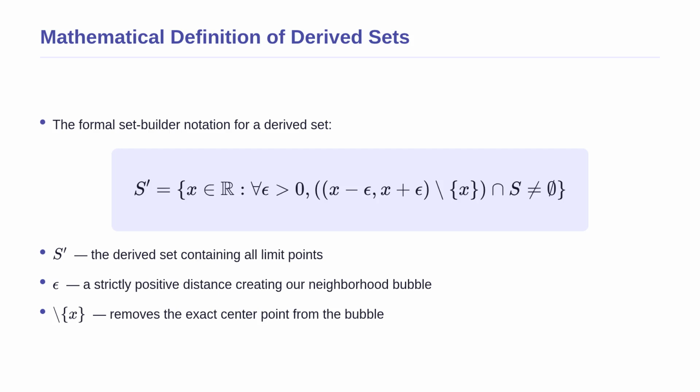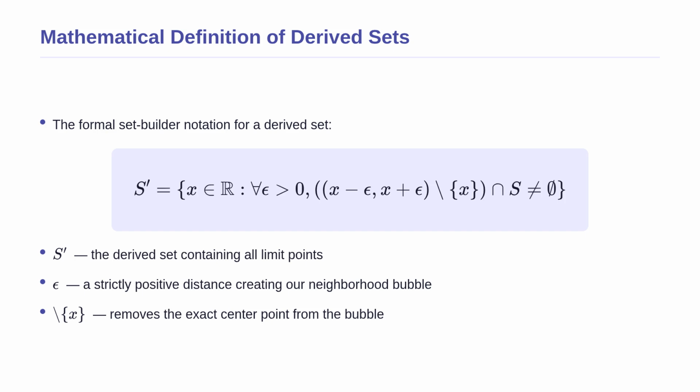Let us translate our bubble concept into strict mathematical notation. This formula might look intimidating, but it perfectly describes our crowded points. Conceptually, it tests every real number x to see if it qualifies as a limit point. The symbol epsilon represents a strictly positive distance, which creates our neighborhood bubble around the point x. As epsilon gets smaller and smaller, the bubble shrinks.